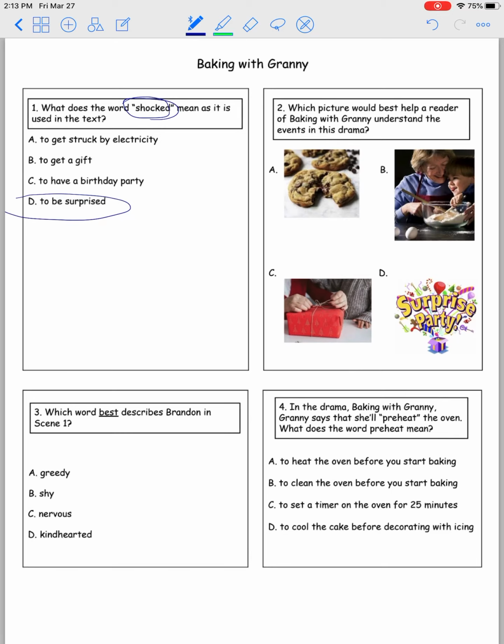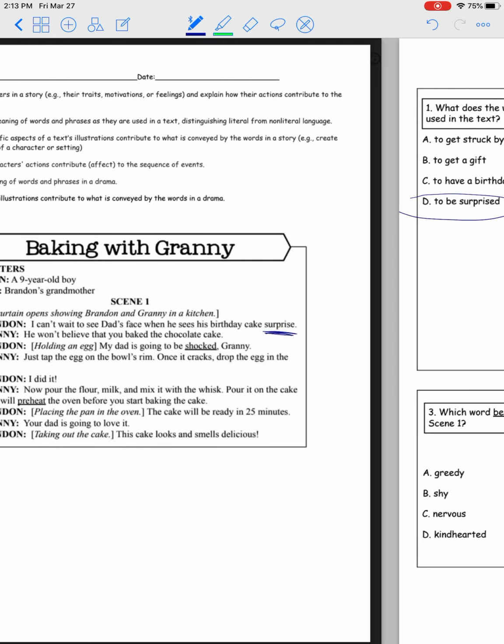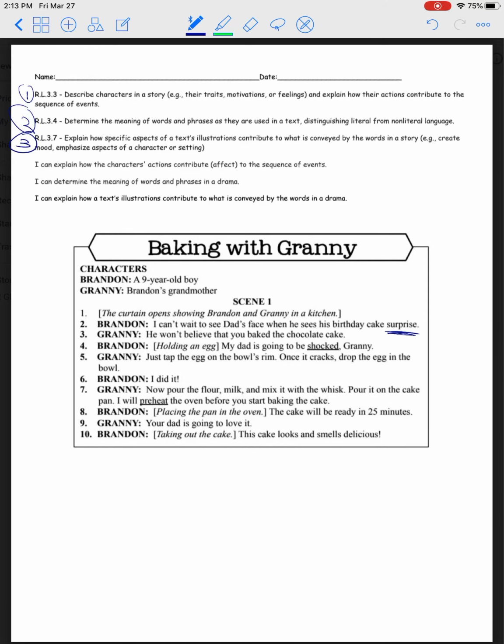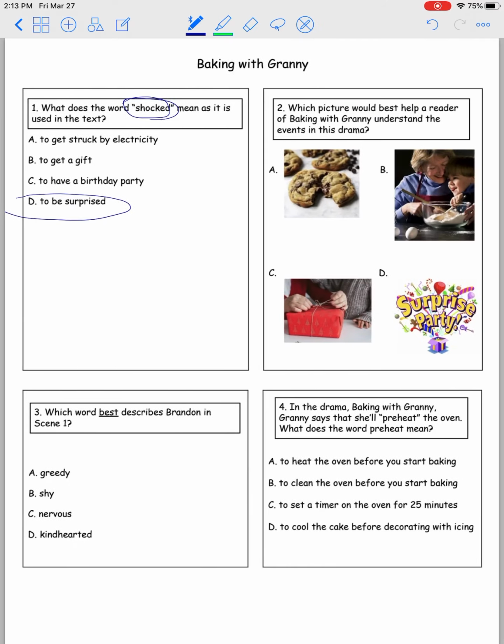Let's look at number 2. Which picture would best help a reader of Baking with Granny understand the events in this drama? Well, first of all, I believe that they were making a cake and not cookies. Let's look back. Oh, yep, birthday cake surprise. So cookies would not be a good illustration to support this. Again, it was not a party, and they were not wrapping a gift. What they were doing was baking a cake with Grandma and the grandson.